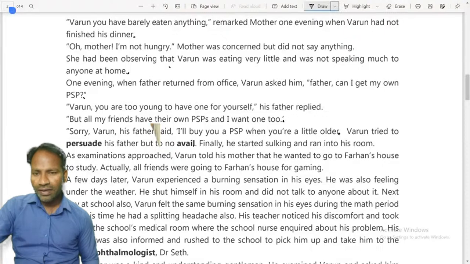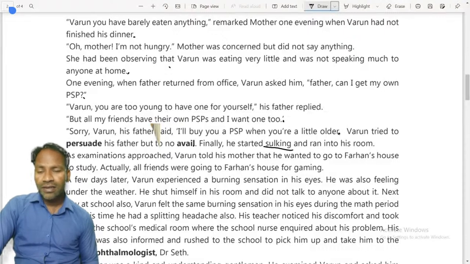Nothing happened. He could not change the mood of his father. Finally, he started sulking and ran into his room. It means he started expressing his anger that he couldn't get the PSP from his father. He jerked his head, hands, legs and went inside the room, showing his anger.